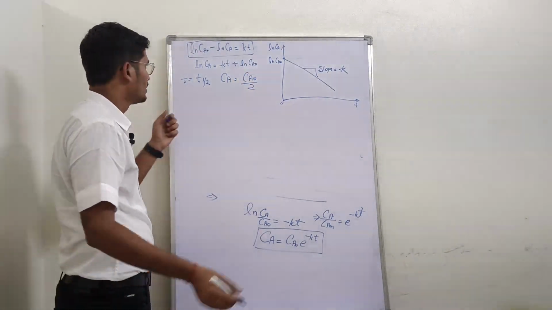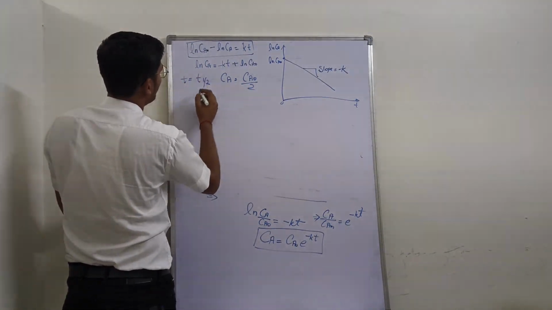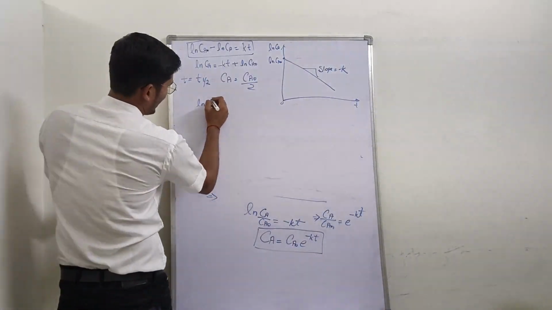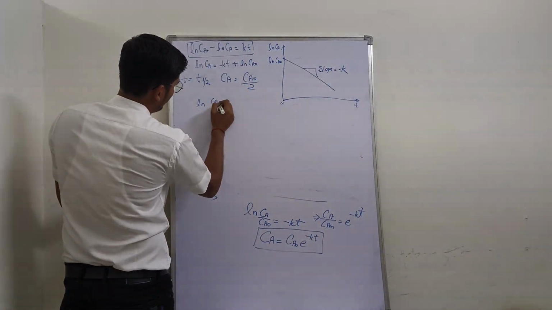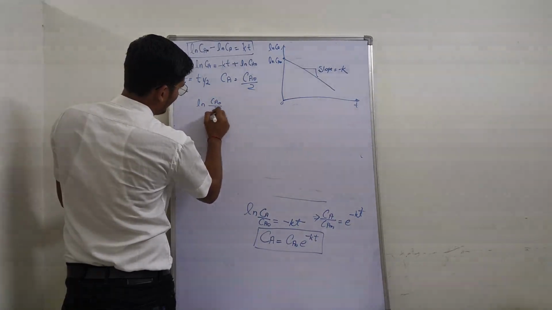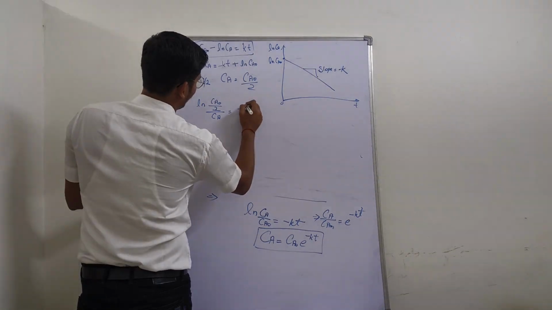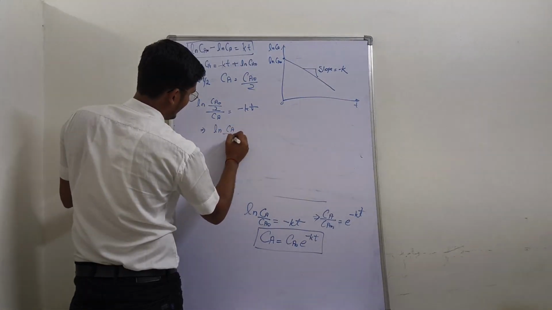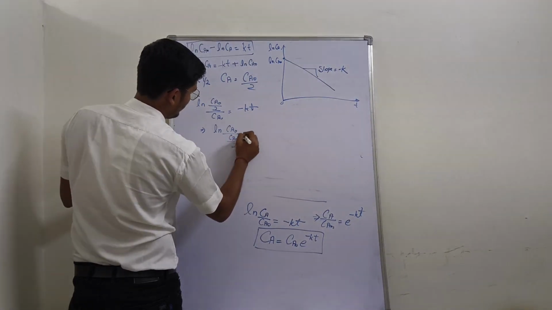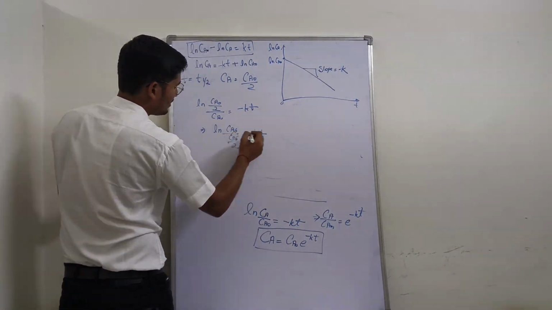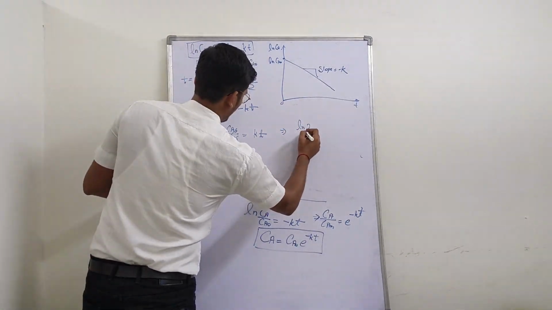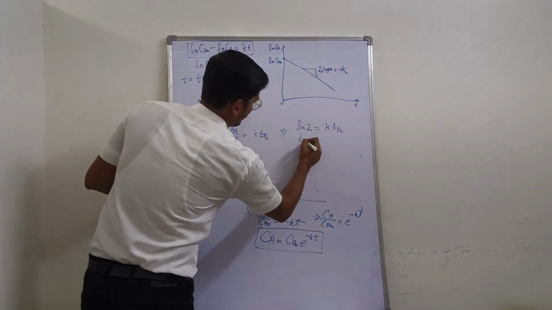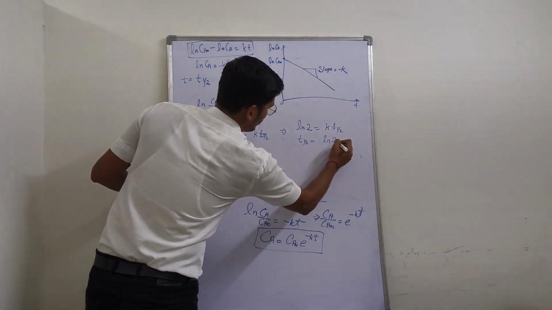As I explained earlier, this is the definition. So if we put it in this equation, we get ln of Ca naught by 2 divided by Ca naught equals minus kt. Sending this minus to the other side, I think everyone understands: ln of Ca naught upon Ca naught by 2 equals kt. This cancels, so we get ln 2 equals kt. So t half is the time, ln 2 by k.